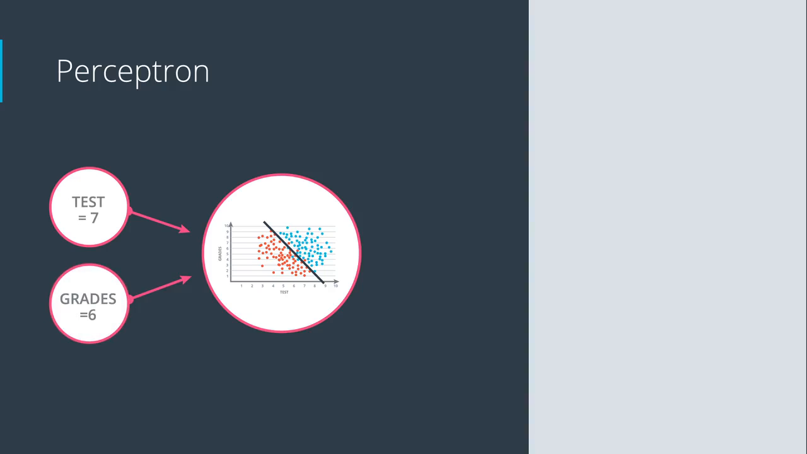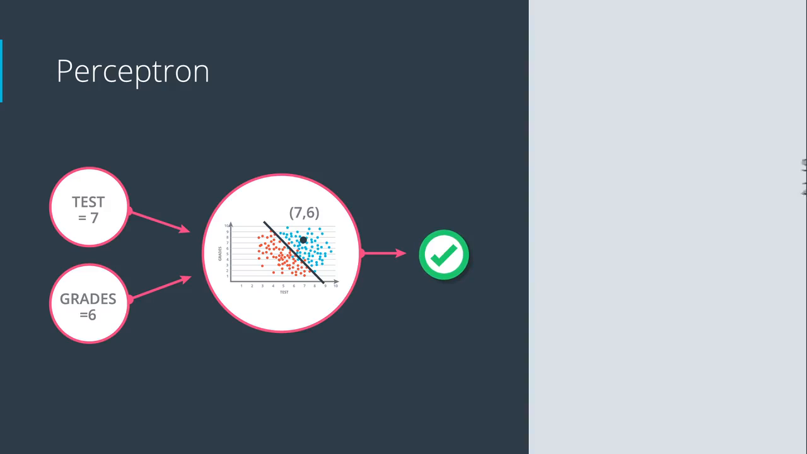Here we can see an example where test equals 7 and grades equals 6. And what the perceptron does is it plots the point 7, 6 and checks if the point is in the positive or negative area. If the point is in the positive area, then it returns a yes. And if it is in the negative area, it returns a no.